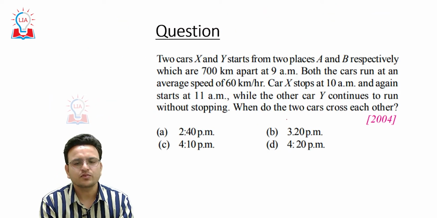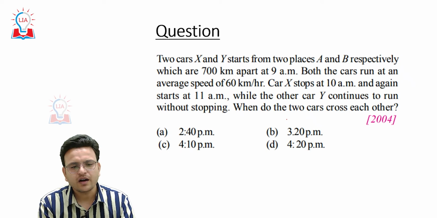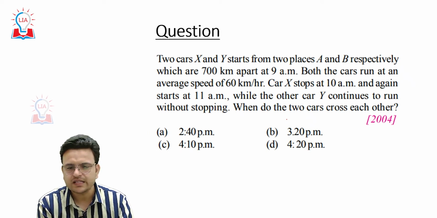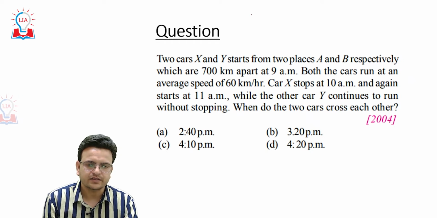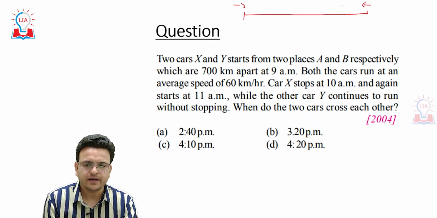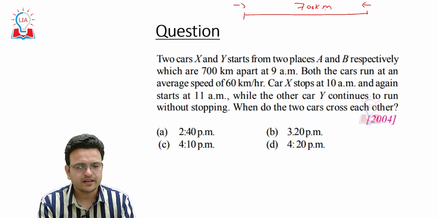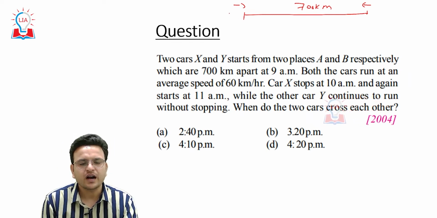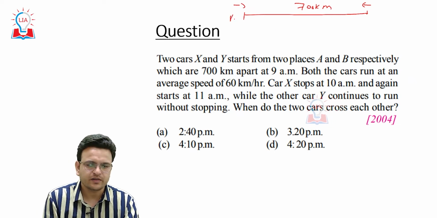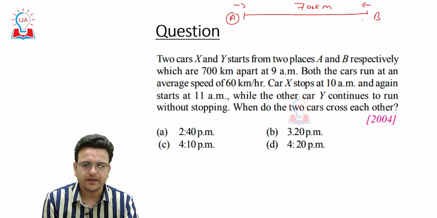Now come to one more question. Two cars X and Y started from two places A and B respectively, which are 700 kilometer apart. Okay. Both the cars are moving in the same direction. Distance is 700 kilometer. Now both the cars run at an average speed of 60 kilometer per hour. The speed of both the cars is equal, that is 60 kilometer per hour, car A and car B.